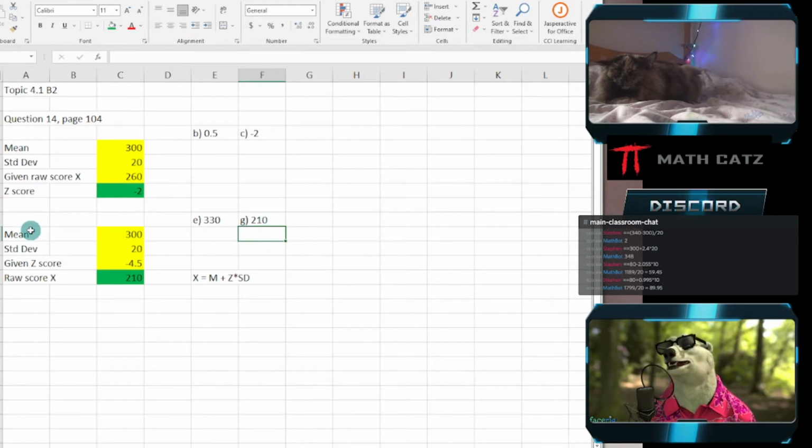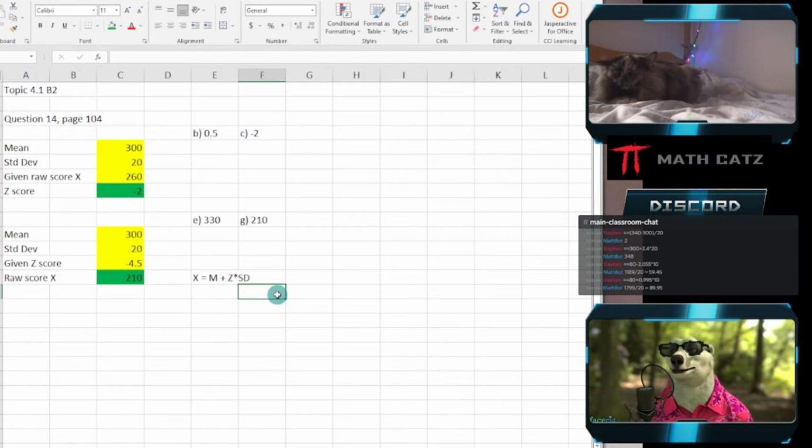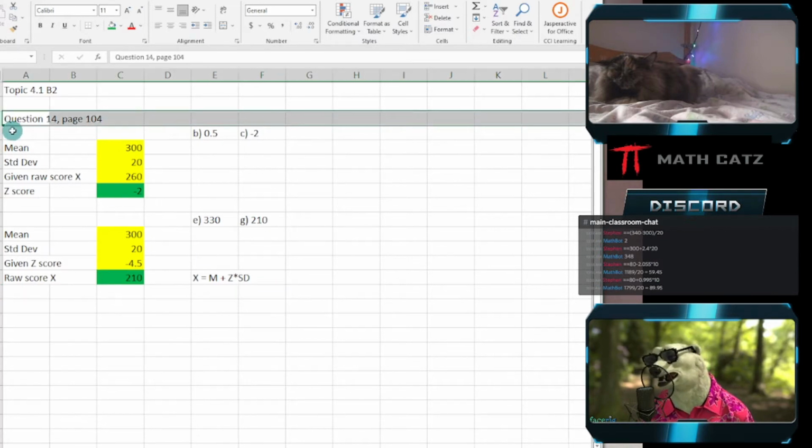So the spreadsheet convenience should become obvious the more we do it, and the more we have to do similar calculations over and over. We don't have to write down all the calculations every single time. All right, so that is question 14.